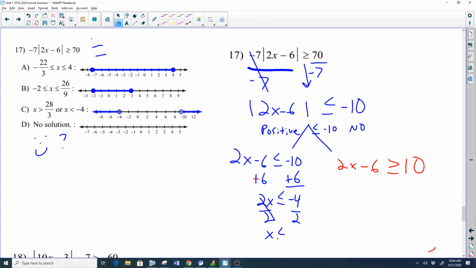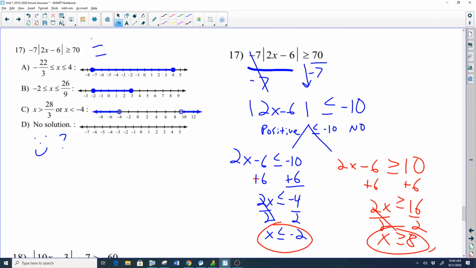So x has to be less than or equal to negative 2. Good. Then we add 6 on this one, and when we add 6 on this guy, we actually get 16. And we get 2x, divided by 2, divided by 2. So then we get x is greater than or equal to 8. So good. Now it's doing the greater-than thing, which I messed up last time.